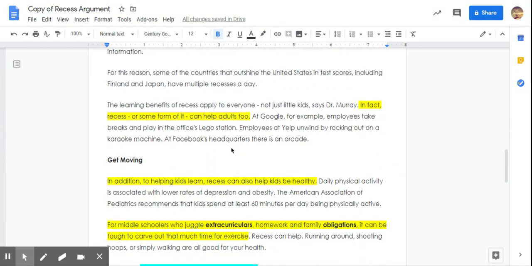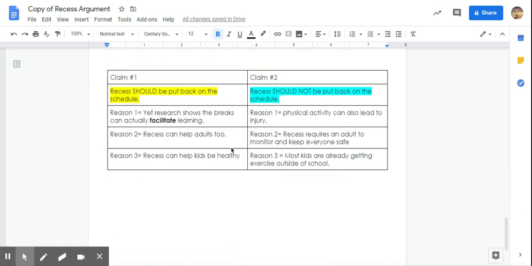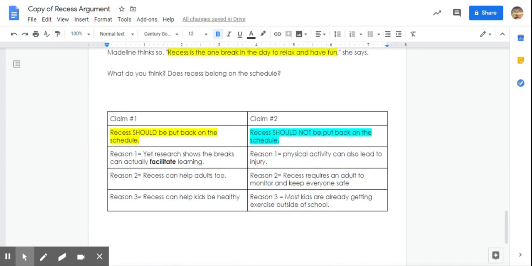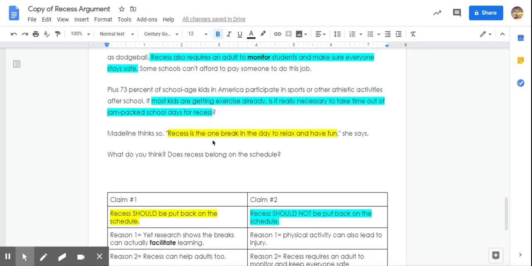Okay, so on your article that you have assigned to you, you are going to do exactly what I did today in this lesson. You're going to highlight all of this. You're going to fill out your little chart at the bottom, and then you will be ready to go for our lesson tomorrow. If you have any questions, make sure that you email me or you send me a message in Remind.